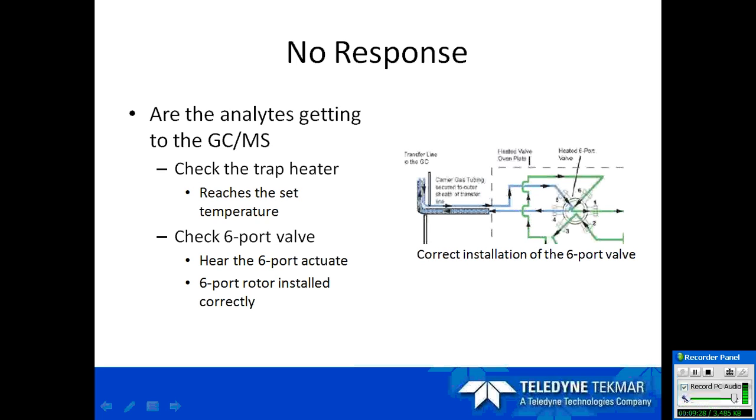One big problem that might happen is the 6-port rotor might be installed incorrectly, because with the transfer line coming out of the Stratum or your Velocity or your Purge and Trap concentrator, it's a constant loop that is broken off from the Purge and Trap to the GC. This is where your inlet flow circulates through your transfer line. And if it happens to be off by 180 degrees, you can possibly see your front inlet pressure drop. And this is one way to tell if your 6-port rotor is installed correctly into the Purge and Trap system.